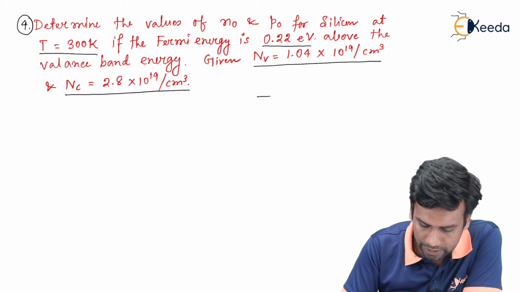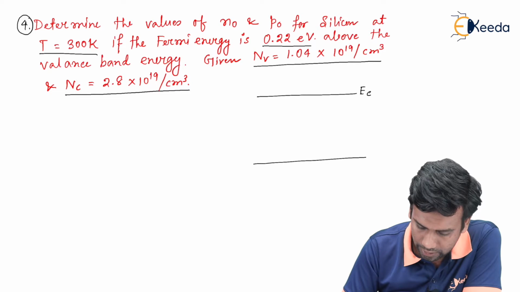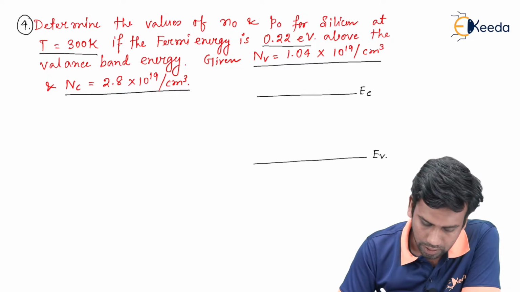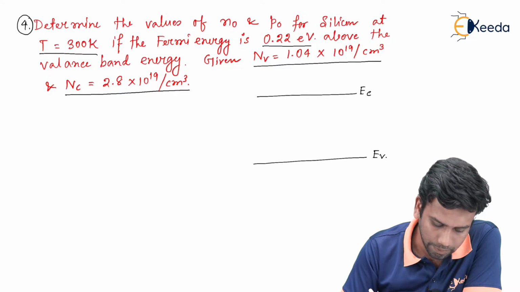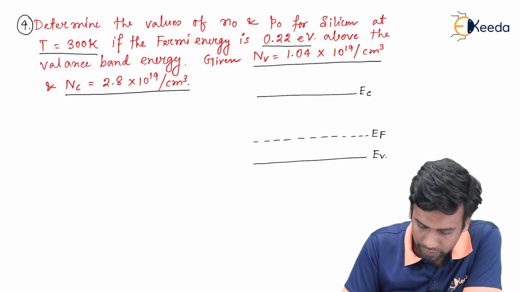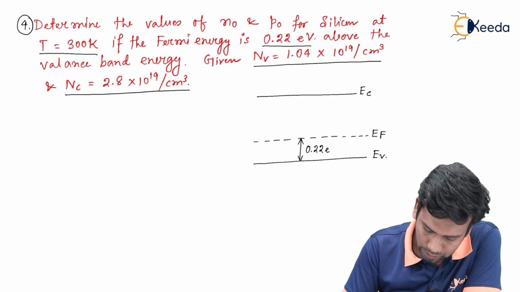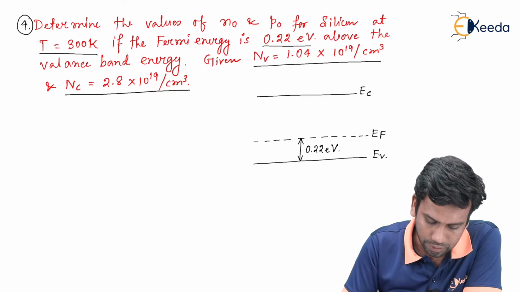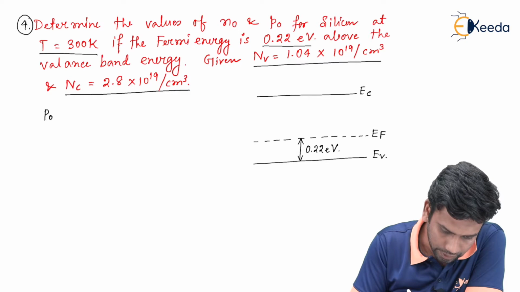That means in the energy band diagram, if this is the Ec and this is the Ev, and it is said that the Fermi level is 0.22 electron volt above the valence band. So if this is the Fermi level of the semiconductor given in the numerical, this gap is given by 0.22 electron volt.